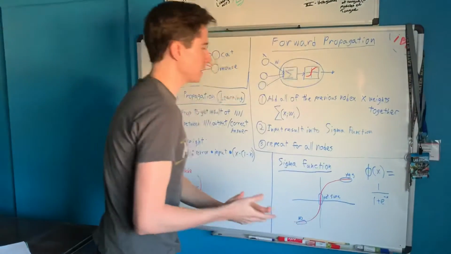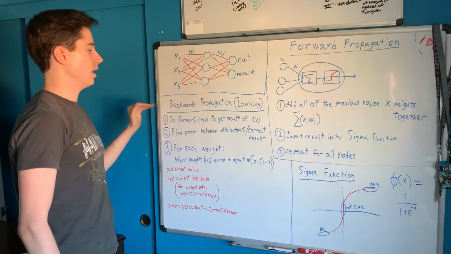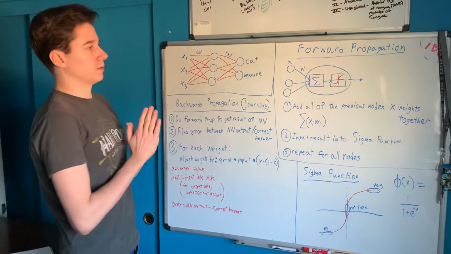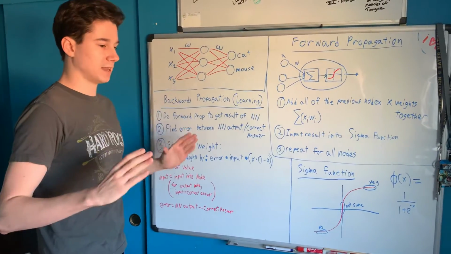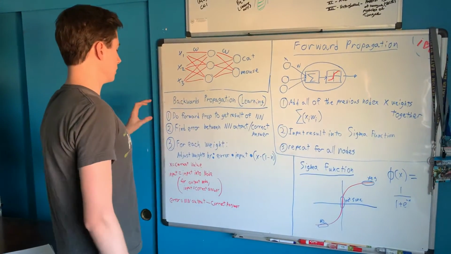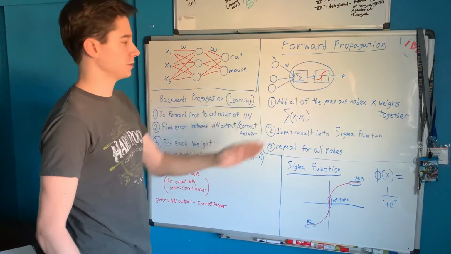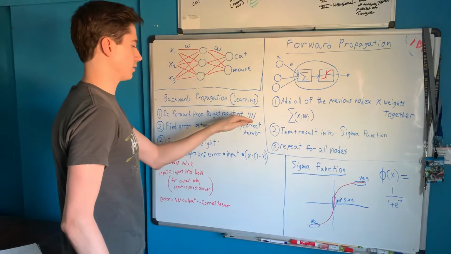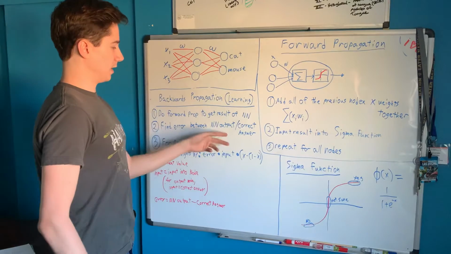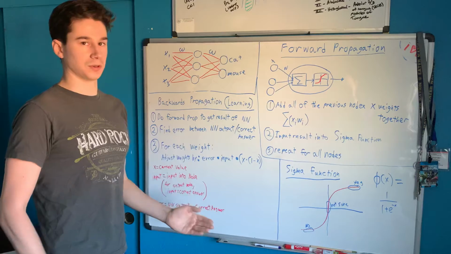The reason why we talked about forward propagation first is because forward propagation is the first step of backwards propagation. So, with backwards propagation, how you learn is you are given a bunch of test data where you already know the correct answer to it. And what you do is you take the test data, you run it through your neural network first, and based off of the results of that neural network, you compare it to the correct answer. And then you get how off it is, the error between your output and the actual correct answer.